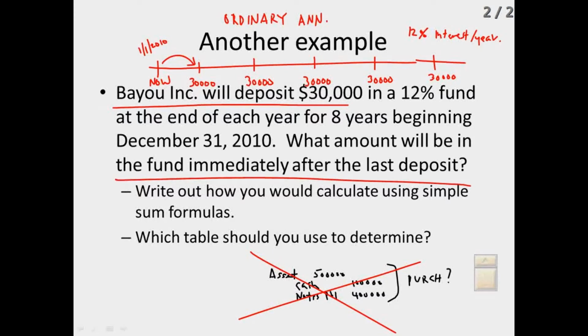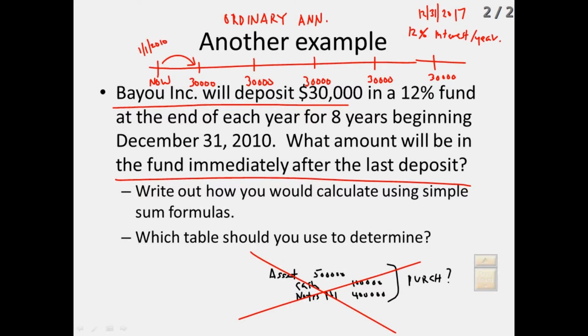What amount is in the fund immediately after the last deposit? So on 12/31/2018, I guess, not 20, going back in time here. Okay, on 12/31/2017, sorry, when I made my last deposit, how much is in the account?